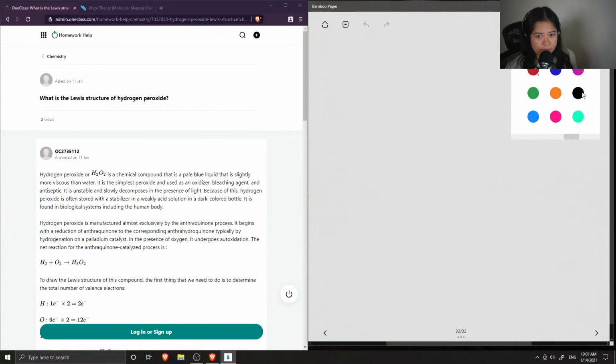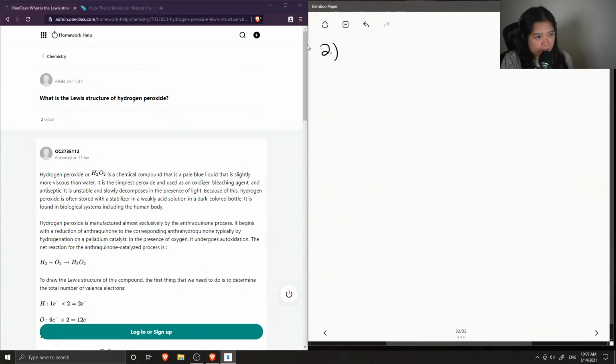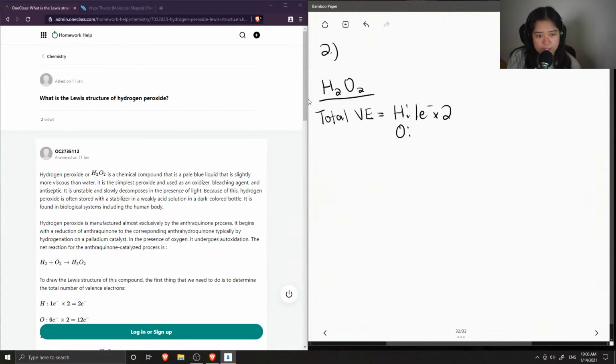Okay, so question number 2. What is the Lewis structure of hydrogen peroxide? So hydrogen peroxide has the chemical formula H2O2. So first let's find the total number of valence electrons for hydrogen peroxide. Hydrogen contains 1 valence electron, and there are 2 hydrogen atoms, so we multiply this by 2. And an oxygen atom contains 6 valence electrons, and we also multiply this by 2 to give us a total of 14 valence electrons.